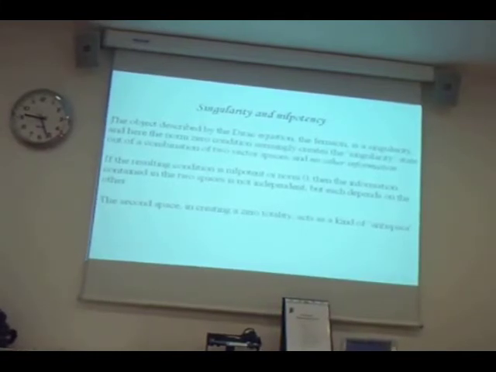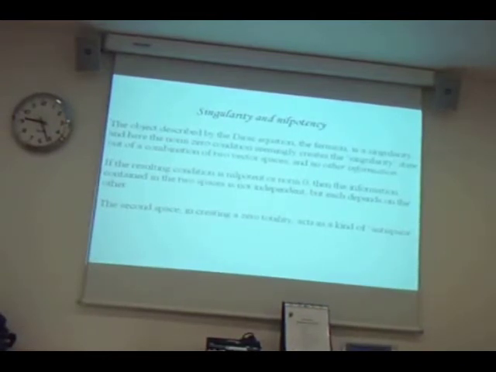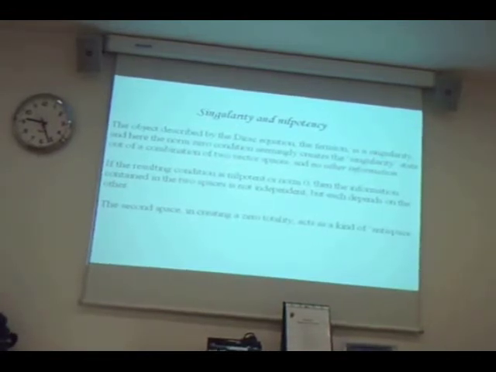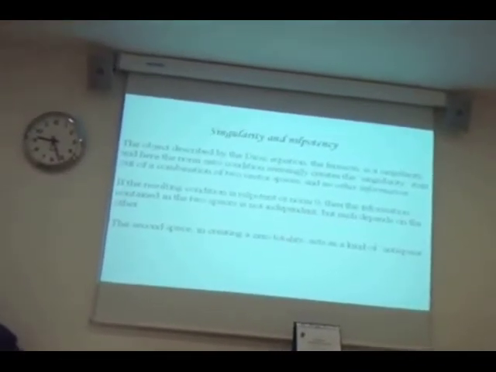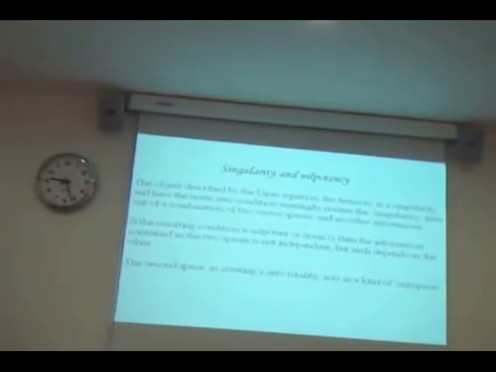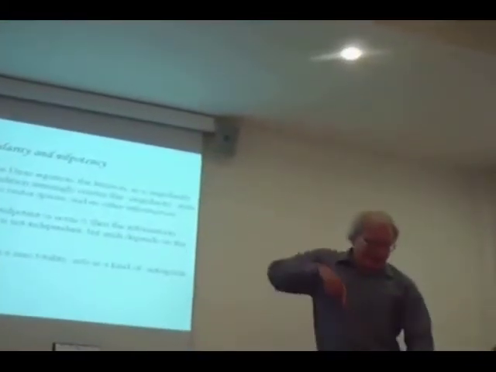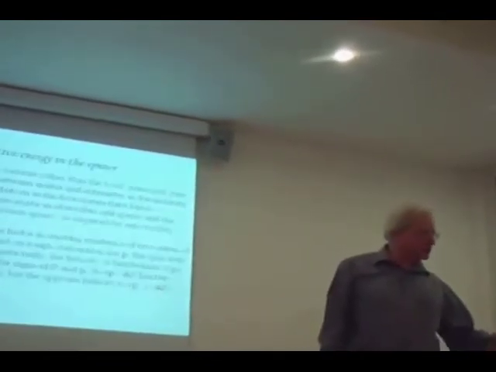Right, and say the object created, described by the Dirac equation, is a singularity. I'm saying that to create the singularity state, we need two vector spaces, but nothing else. We don't need any other information. That is the total information we need. And it's not really two sets of information, it's one. The second space in creating a zero totality acts as a kind of anti-space. So if you want to create nothing, a singularity, whatever you want to call it, then you've got to negate what you've got in the space.